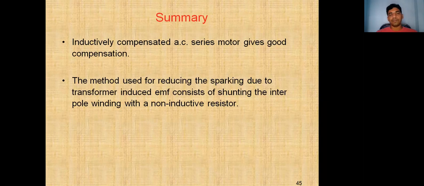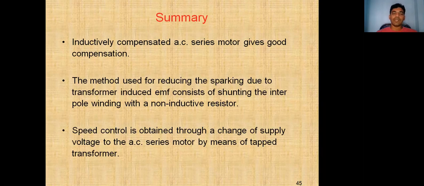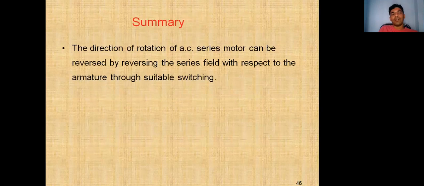The method used for reducing the sparking due to transformer-induced EMF consists of shunting the interpole winding with a non-inductive resistor. Speed control is obtained through a change of supply voltage to the AC series motor by means of a tapped transformer. The direction of rotation of AC series motor can be reversed by reversing the series field with respect to the armature through suitable switching.